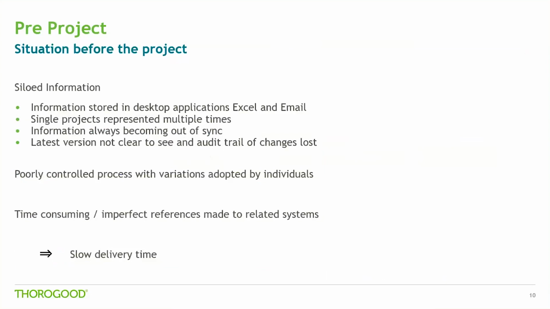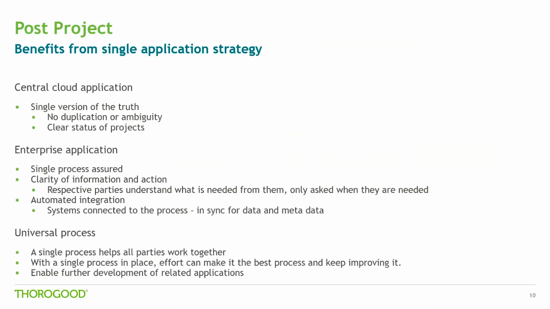So overall, quite a poorly controlled process, which led to individuals introducing their own variants of the process and doing things in their own different way. Anyway, they came to the conclusion that this was getting very time consuming and was the root cause of their slow delivery time, which they really needed to change in order to get their product to market that much more quickly.